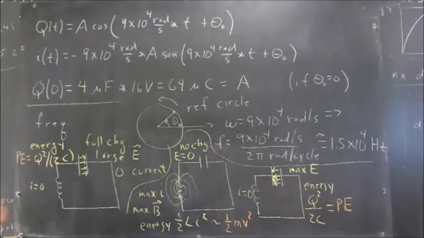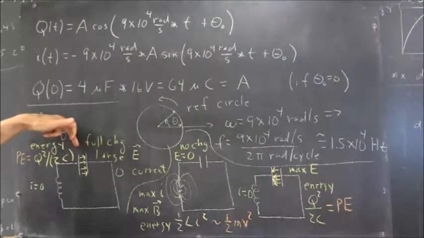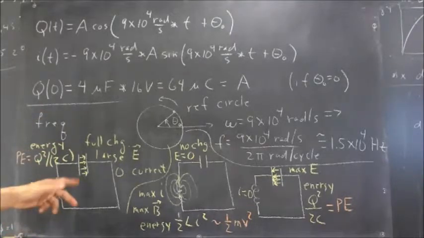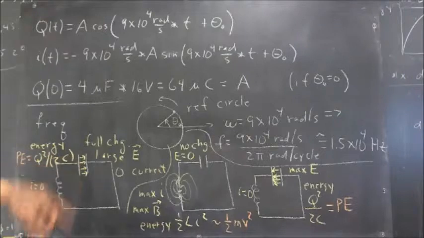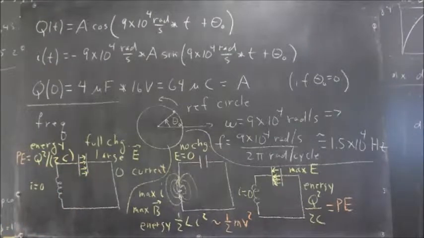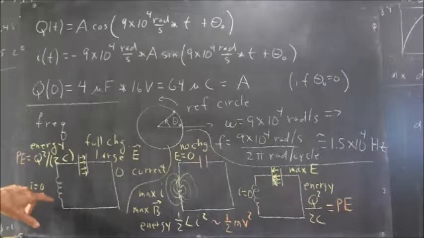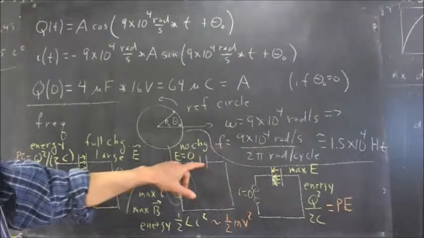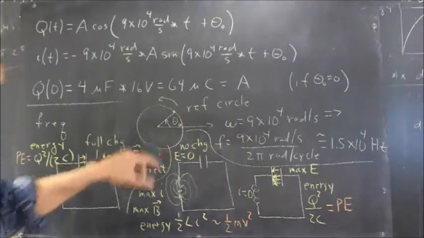So it's worth repeating. We understand that a fully charged capacitor has no current. Throw the switch, we get a current, and the inductor immediately starts pushing against that current. As the capacitor discharges, we build more and more current here. When the capacitor gets down to zero, there's nothing to build current anymore.